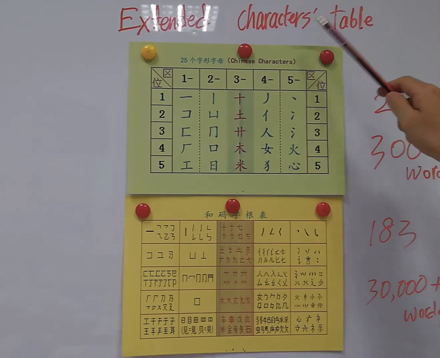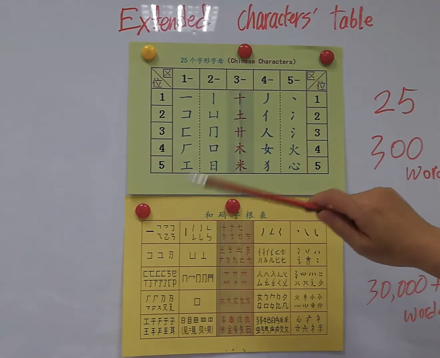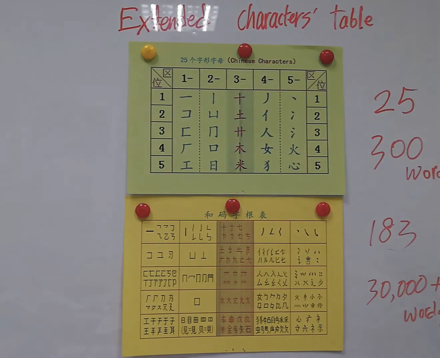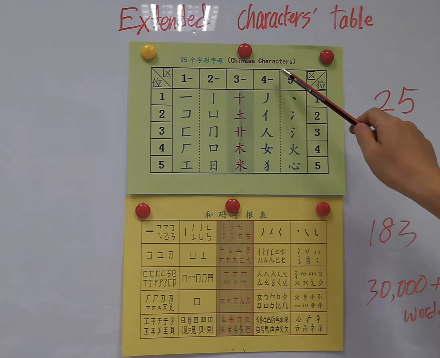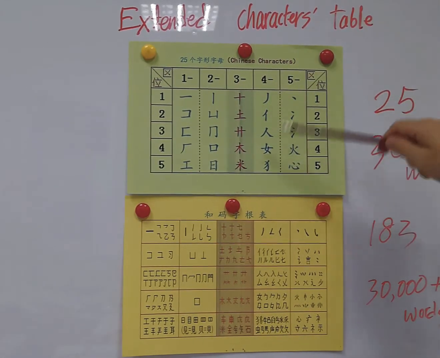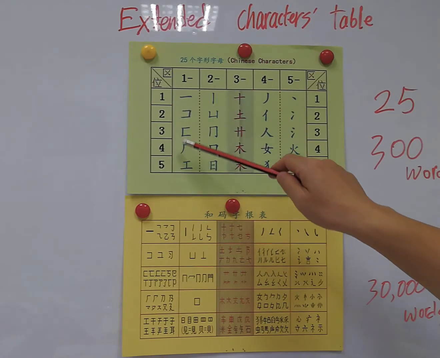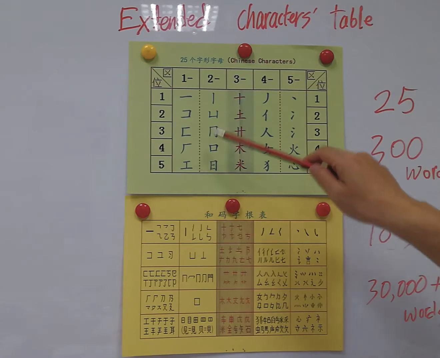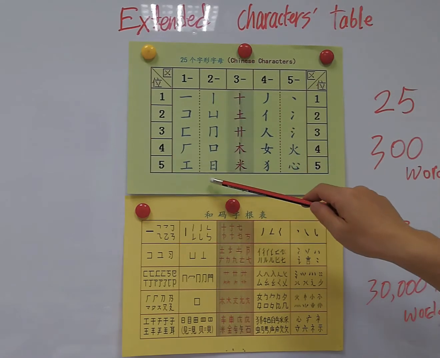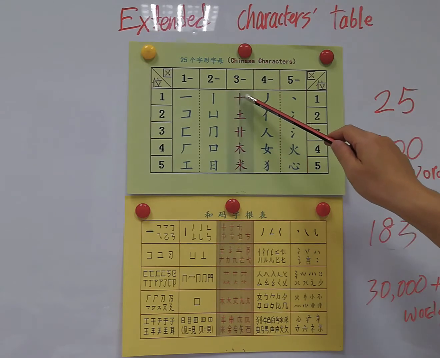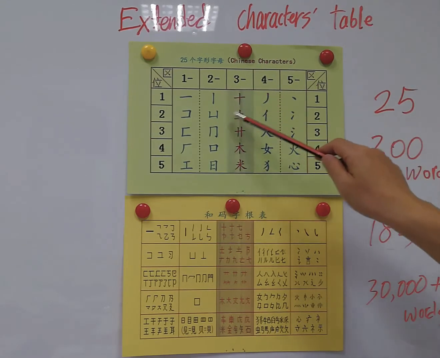Extended Characters Table. Last time, we have learned 25 Chinese characters. These 25 characters are divided into 5 columns. The first column, 5 characters, all start writing from HeChin. The second column, 5 characters, all start writing from Su. The third column, 5 characters, all have cross inside.